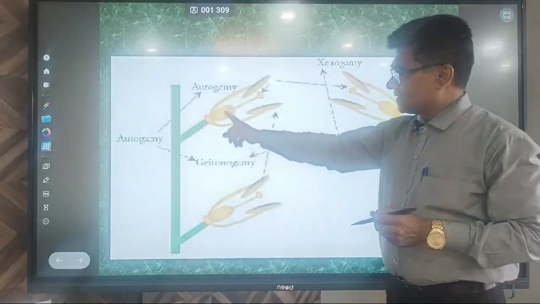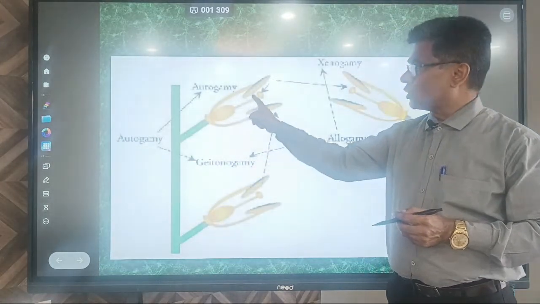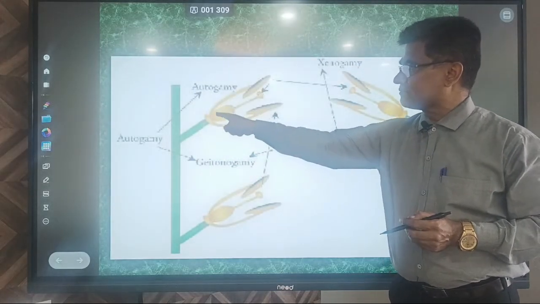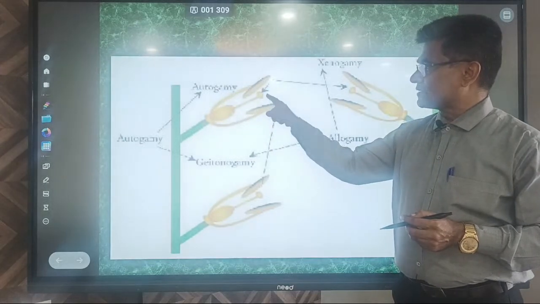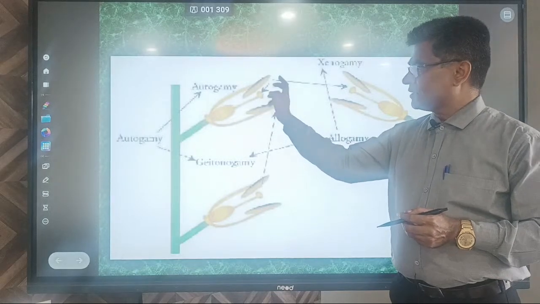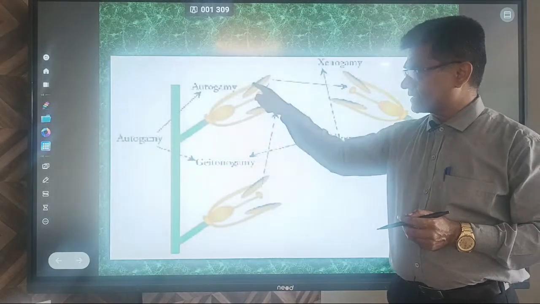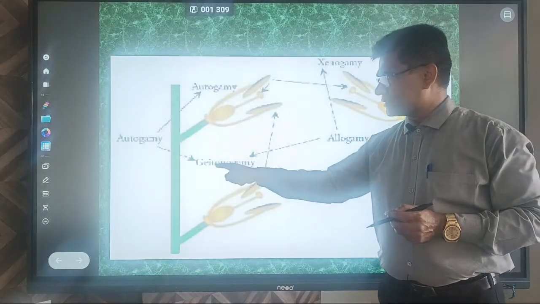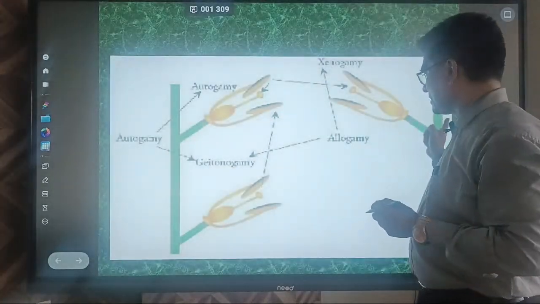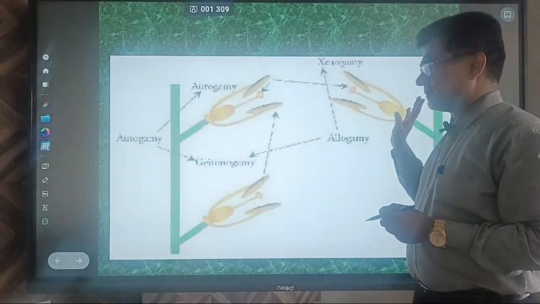You can see here the flowers are on the same plant. Autogamy: here is the gynoecium, here is the stamen, and pollen grains are transferred from the anther of the same flower to the gynoecium of the same flower. So it is autogamy. When the flowers are on the same plant and the pollen is transferred, it is called geitonogamy. And when it is cross pollination, the plant is different and the flower belongs to the same species, then it is called xenogamy or allogamy. Is it clear?